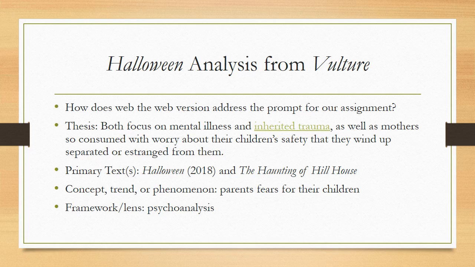So how does this one address the prompt? Here's her thesis. Both texts focus on mental illness and inherited trauma, as well as mothers so consumed with worry about their children's safety that they wind up separated or estranged from them. So the two texts she's analyzing that she references here are Halloween and The Haunting of Hill House, which I haven't seen. I haven't seen either of these, but I believe it's a Netflix show.